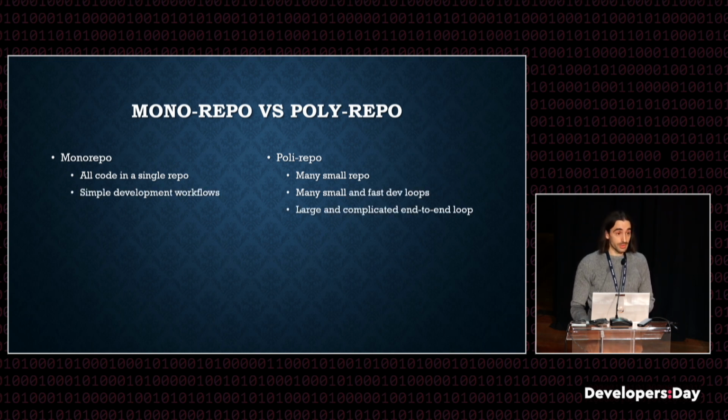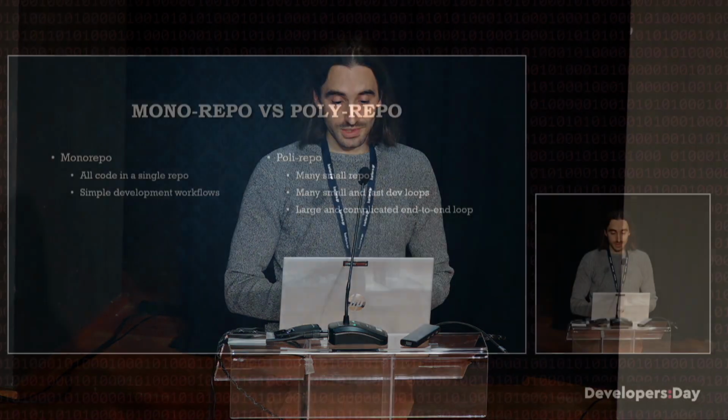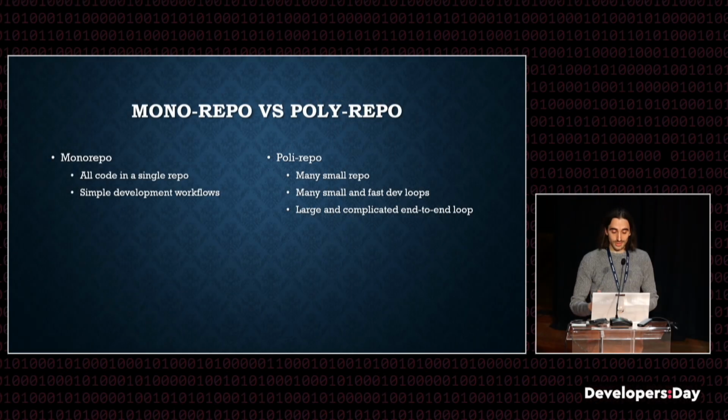Monorepos are very good in that the workflow is very simple. You can do the end-to-end workflow in atomic steps. Whereas with polyrepos, you have to go through multiple steps to deploy and to implement your features, so you lose that atomic change benefit.